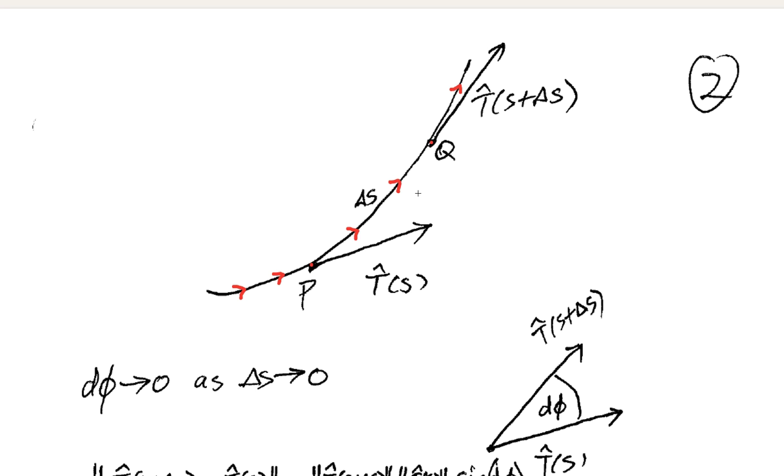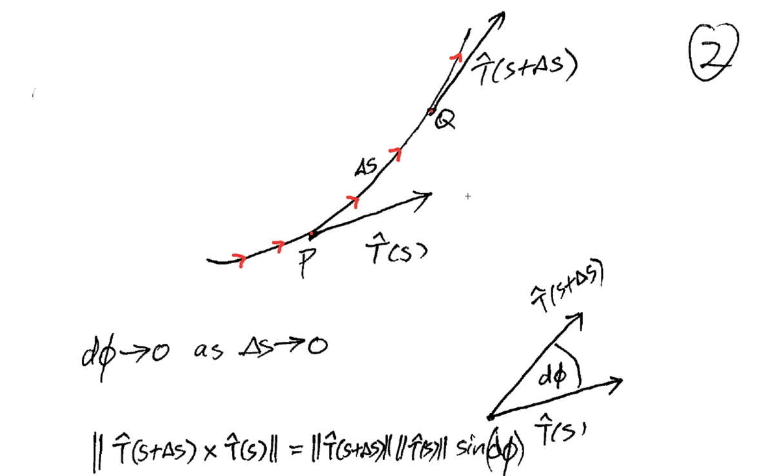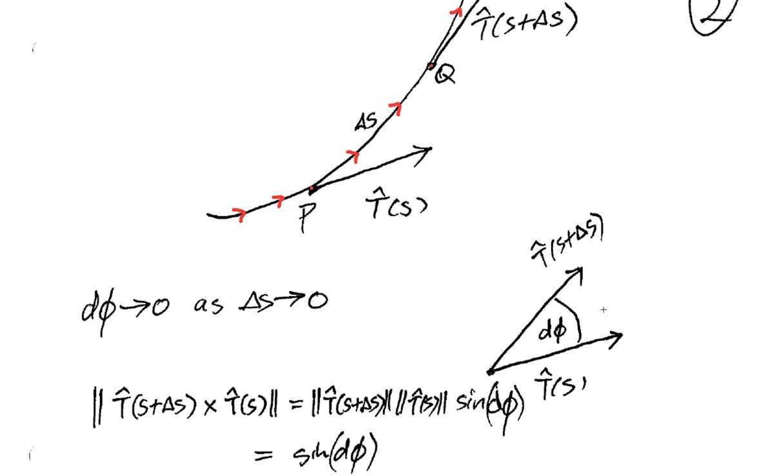Anyway, so I've got this parameterized in terms of s from some starting point on the curve, wherever that starting point might have been. So I've got T hat of s here at point P, T hat of s plus delta s here at Q, okay? So the length of the curve from P to Q here is actually delta s, and I've got that labeled there.